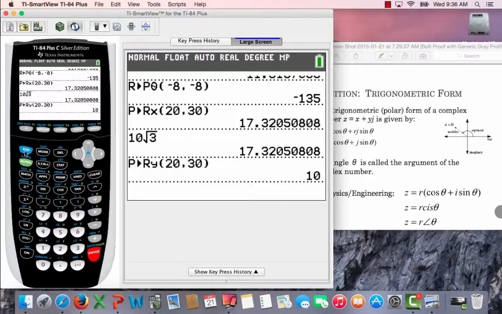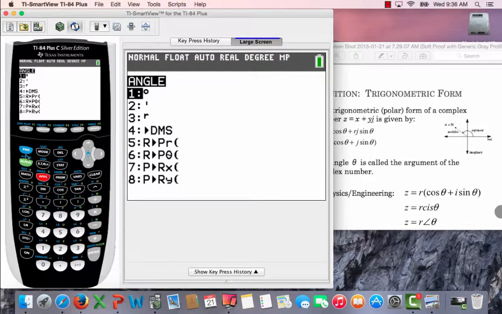So for using the calculator, going back between the different forms of a complex number, you hit the second and then the apps key, which gets you to the angles, and 5, 6, 7, and 8 are your key components there.